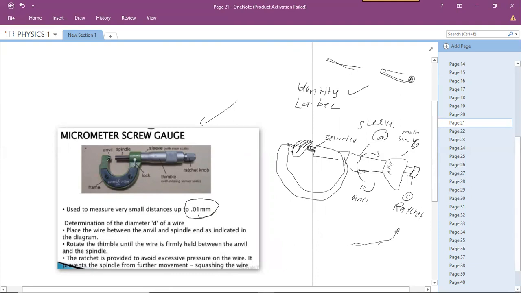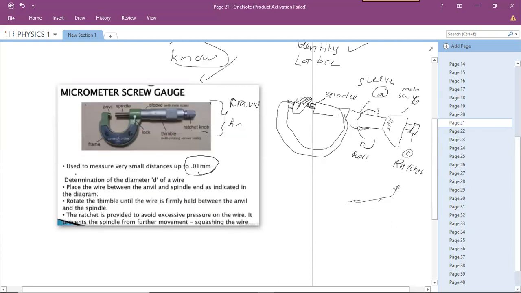And know the parts. So when you get these notes, I want you to draw this diagram. Even if it's a live picture like this, draw it and know all the parts, all right? This is the ratchet, etc. And also know the functions of these given parts. It is used to measure very small distances, and the least count is 0.01 millimeters.